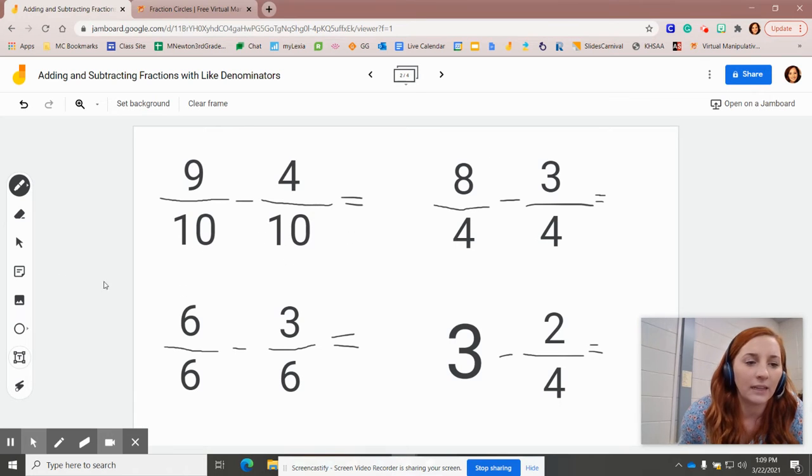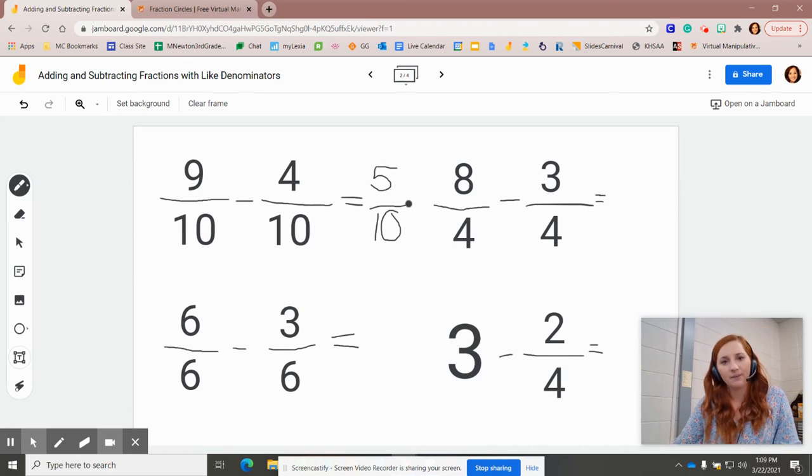9/10 minus 4/10. The first thing you want to check is to make sure your denominators are the same. 10 and 10, yep, and that means that we get to keep 10 as our answer. Okay, so now we just concern ourselves with the numerators. So 9 minus 4. 9 minus 4 is 5. Very good. So your answer is 5/10.